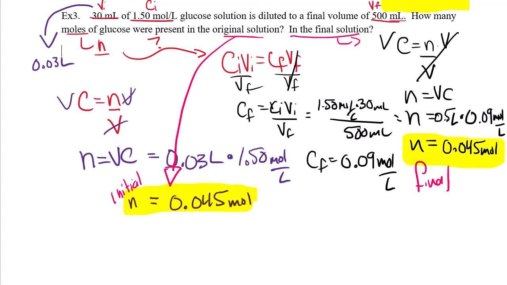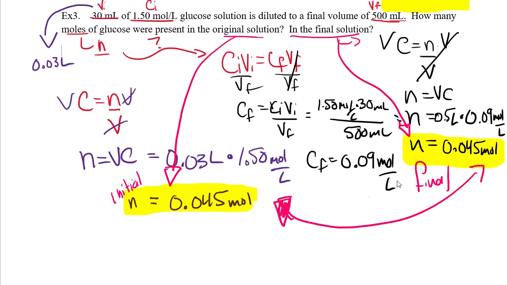And you'll notice that it's the same, right, as my initial was. And hopefully that makes sense why that's the case, because I haven't changed the number of moles of glucose. I haven't added any glucose. I haven't taken any glucose away. So the number of moles of glucose will stay the same from the beginning to the end.